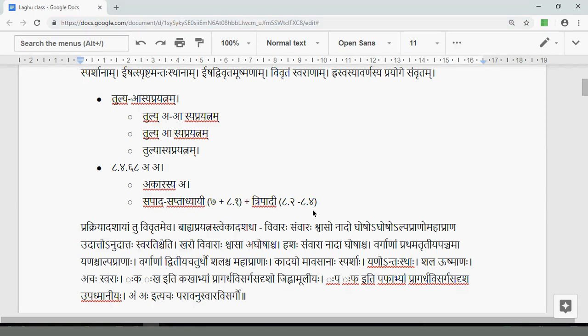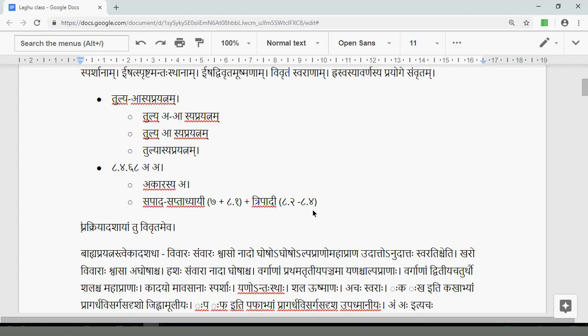So prakriya dashayam tu vivrutam eva. Bahya prayatnas tu ekadashadha. There are 11 types of bahya prayatna. So far it was abhyantara prayatna. Now bahya prayatna starts. Antara yatna is over. Antara yatna is called prayatna.